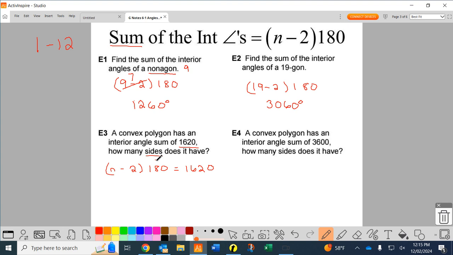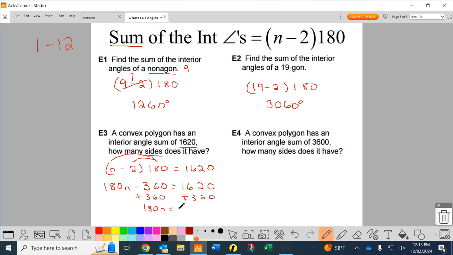So to do this, you're going to distribute that 180 to both of these. It's going to be 180n minus, what's 2 times 180? 360 equals 1620. We are going to add 360 to both sides. Plus 360, plus 360. It's going to give us 180n equals 1980.